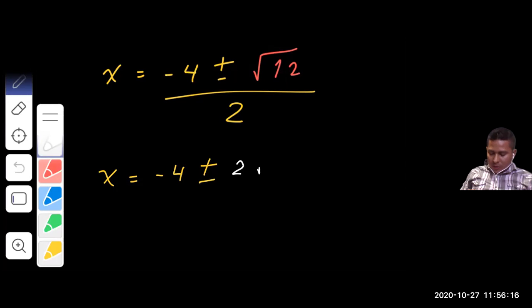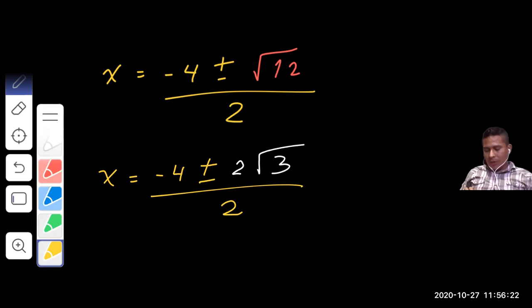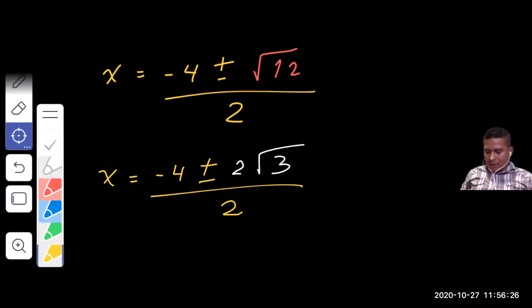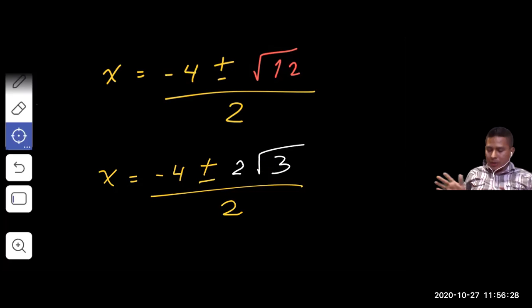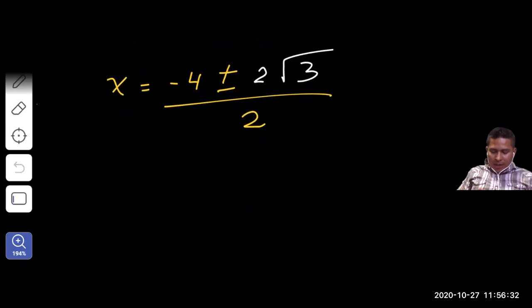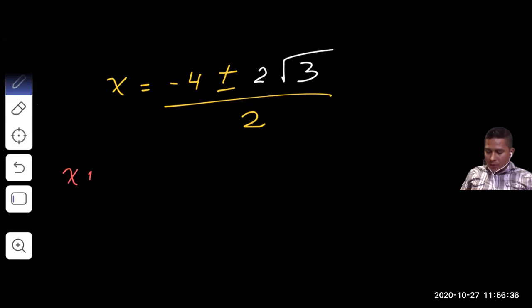2 square root of 3, all over 2. Okay, that's it, guys. Now take a look, I just simplified my radical expression as much as I could. What I'm going to do, guys, is break this down into the 2 solutions, right? You remember we're going to have 2 solutions according to the degree of the quadratic equation, in this case, of course.